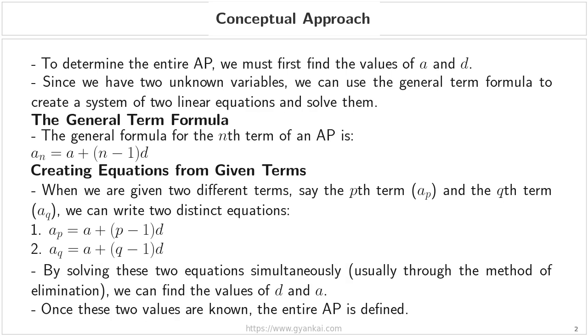By solving these two equations simultaneously, and I highly recommend using the method of elimination here, we can isolate and find the values of d and a. Once we have successfully found these two values, the entire AP is defined, and we'll be ready to follow the step-by-step procedure shown on the next slide. Now that we've established that we aren't always handed the first term or the common difference on a silver platter, let's talk about our conceptual approach to solving these problems.